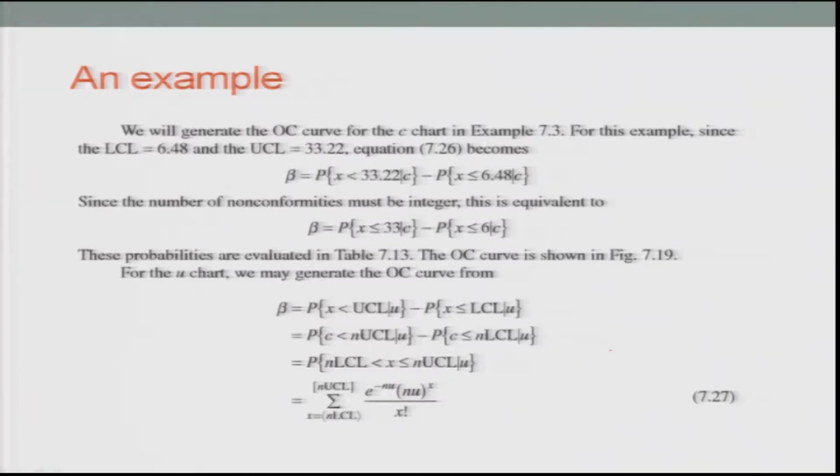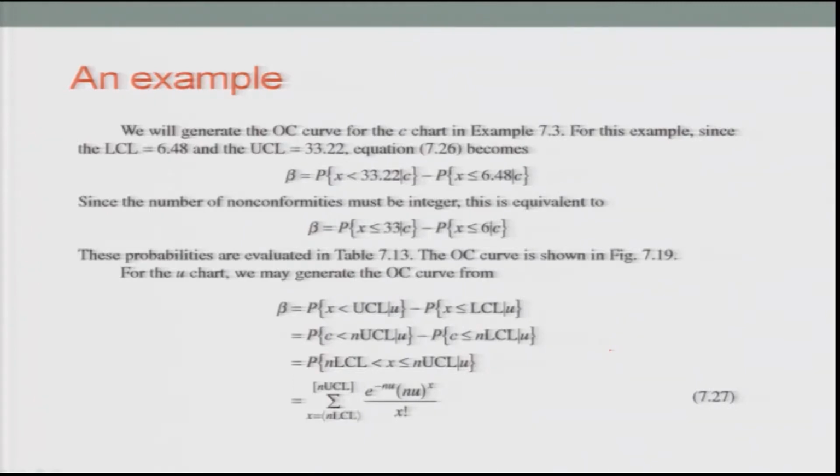What are those terms? One is the probability that x is less than 33.22 given a certain value of C, and the other, which will be subtracted from this initial value, is the probability that x is less than or equal to 6.48, given again that the value of C is known. Since the number of non-conformities must be integers, 33.22 becomes 33 and 6.48 becomes 6, and you do the calculations to find out.